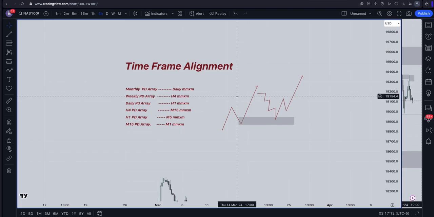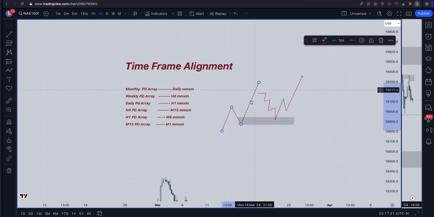Time frame alignment is very, very important. This example goes for all time frames. So if this is your monthly, then this becomes your daily. If this is your weekly, this becomes your 4 hour. If this is your daily, this becomes your 1 hour. So that is how you do it.